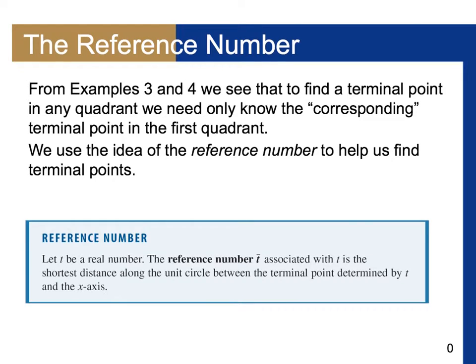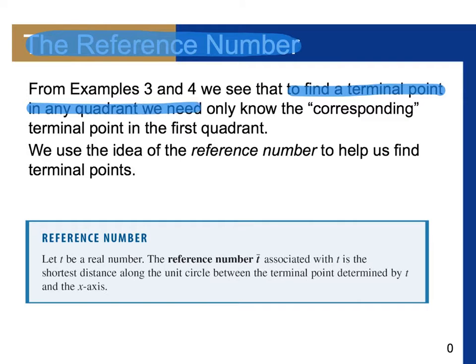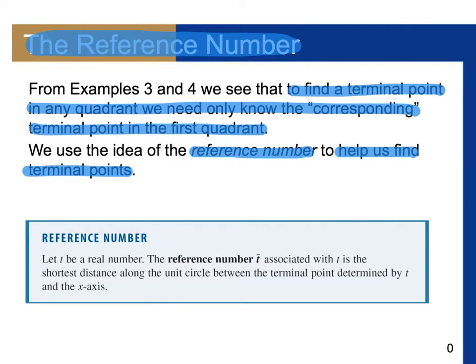Okay, so that takes us to the concept of reference number, and this is important, and this is how we look at trig related to first quadrant numbers. Okay, from the examples, we see that to find a terminal point in any quadrant, we only need to know the corresponding terminal point in the first quadrant. So we're basing everything on the first quadrant. So we're going to use what's called the reference number, which will help us find those terminal points. Okay, so this is the idea.